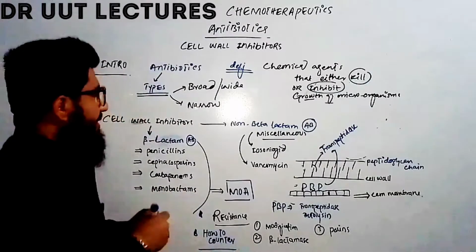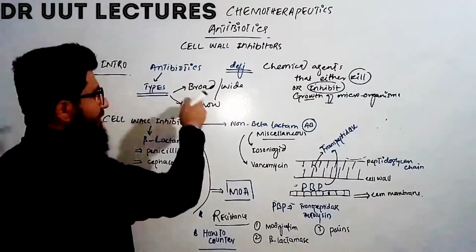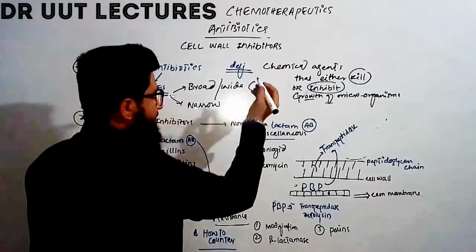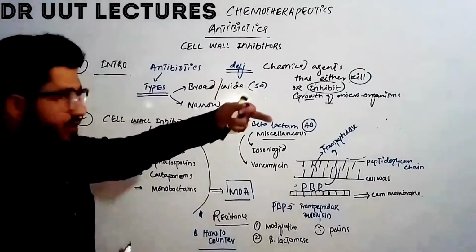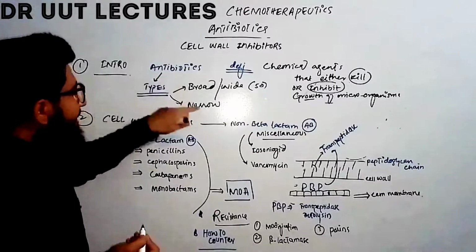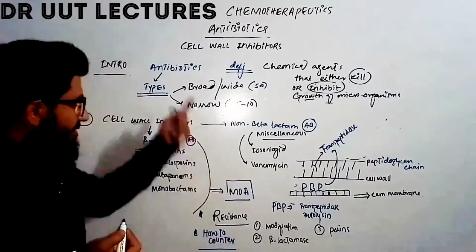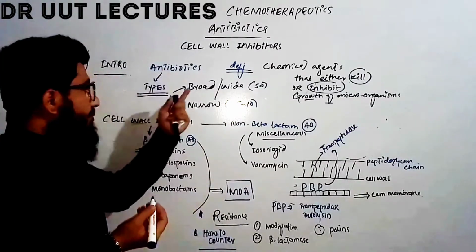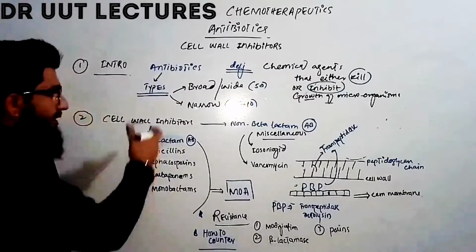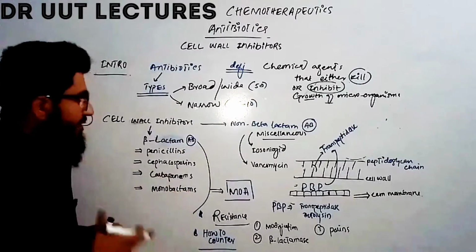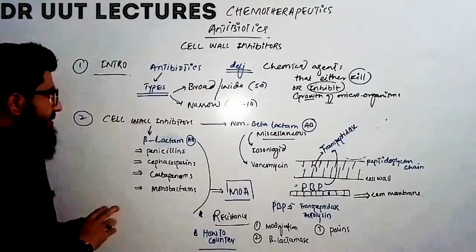Let me give you a simple example. Suppose we have a broad or wide range antibiotic. These will be effective against a number of microorganisms, suppose 50. But the narrow range antibiotics will be effective against 5 to 10 microorganisms. This is the very simple understanding about the broad or wide range antibiotics and the narrow range, or narrow spectrum antibiotics. Okay, this is the short understanding regarding antibiotics.